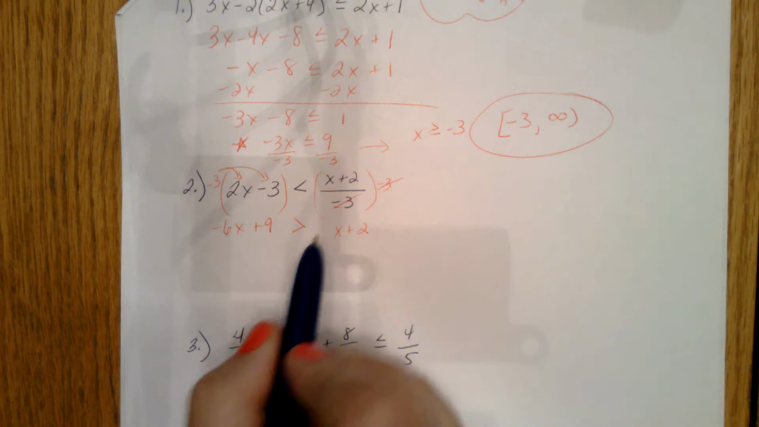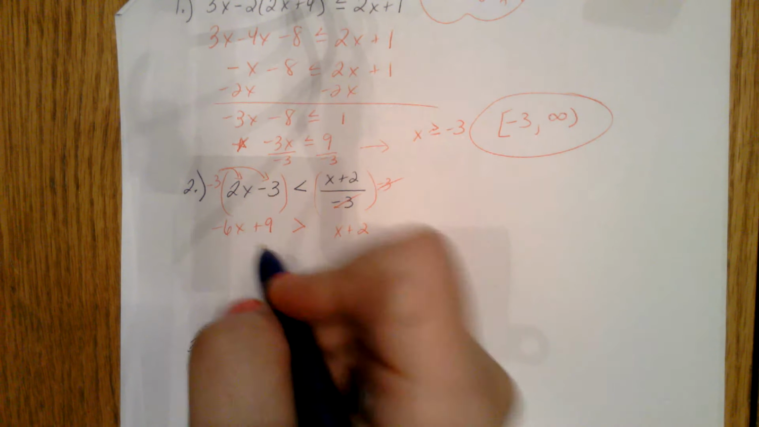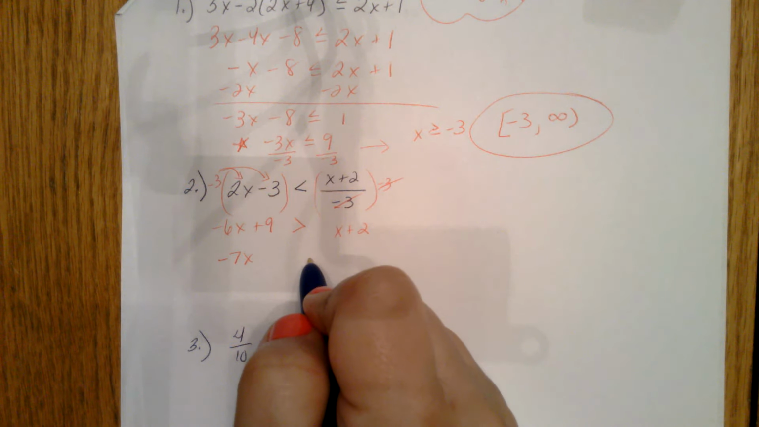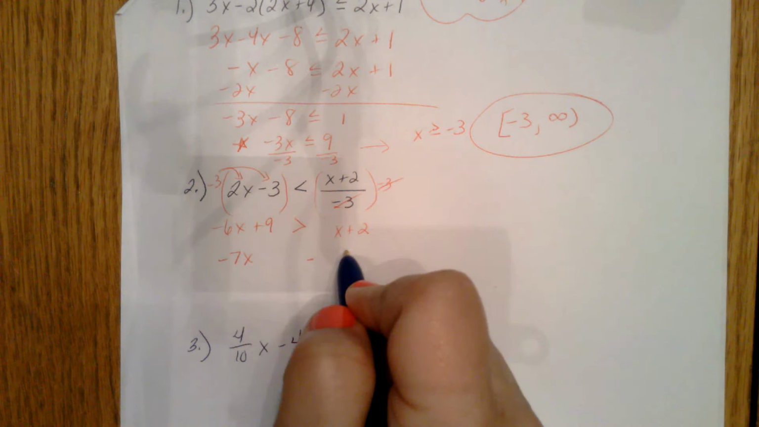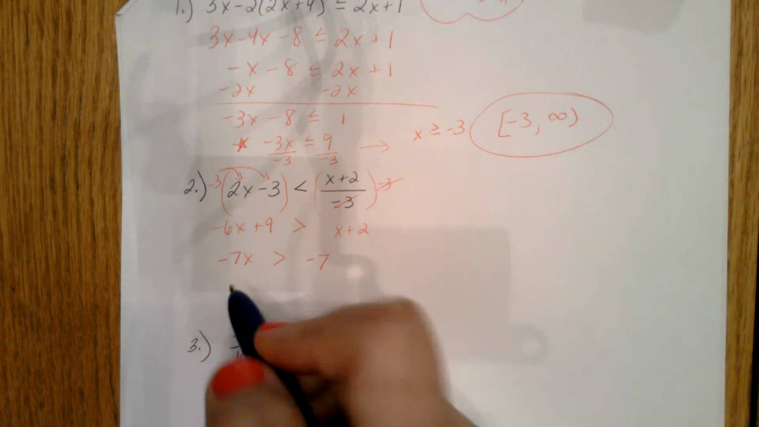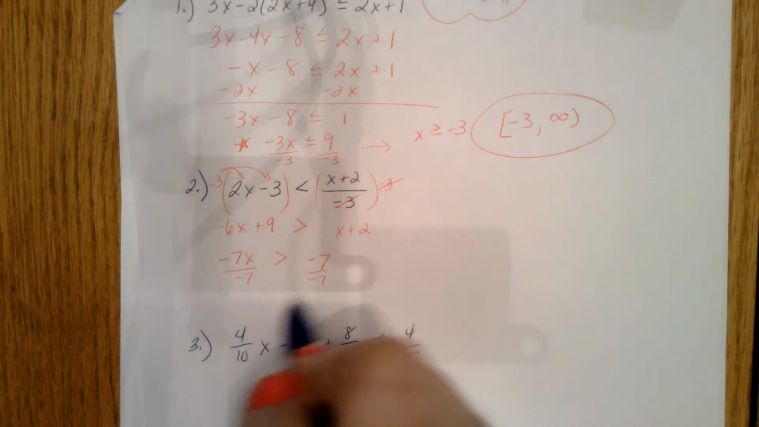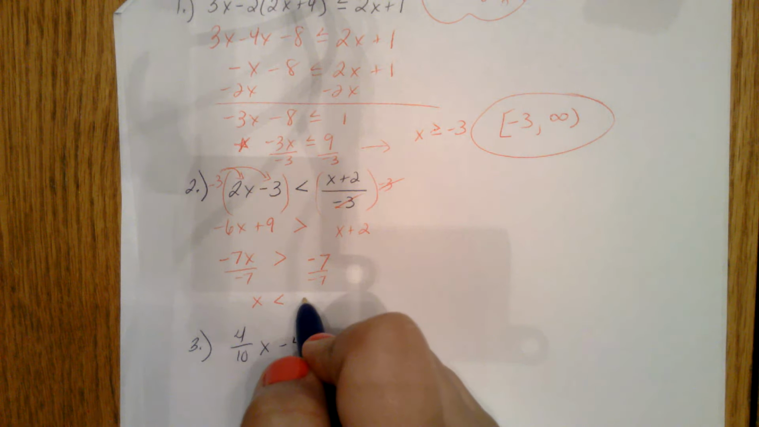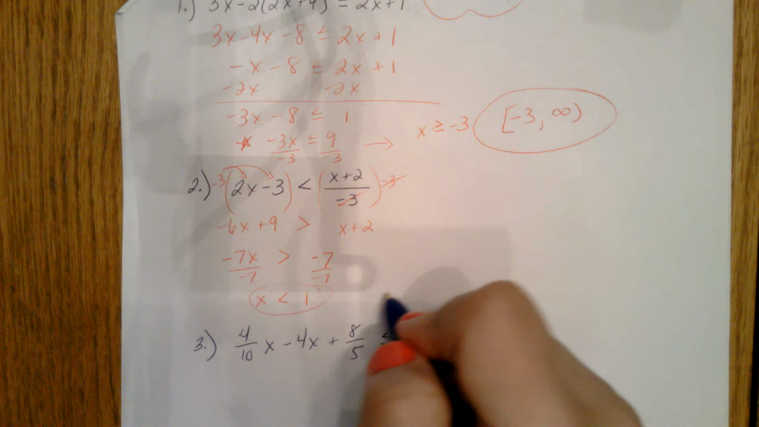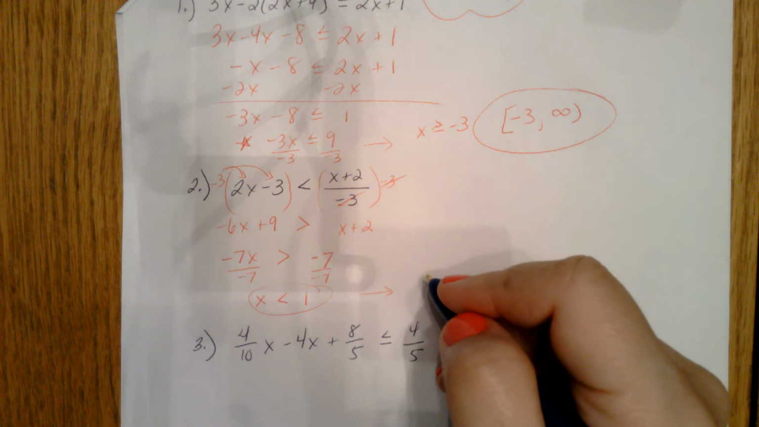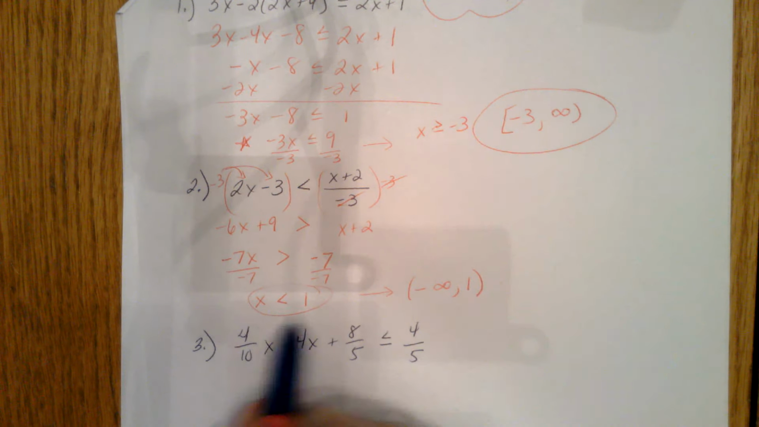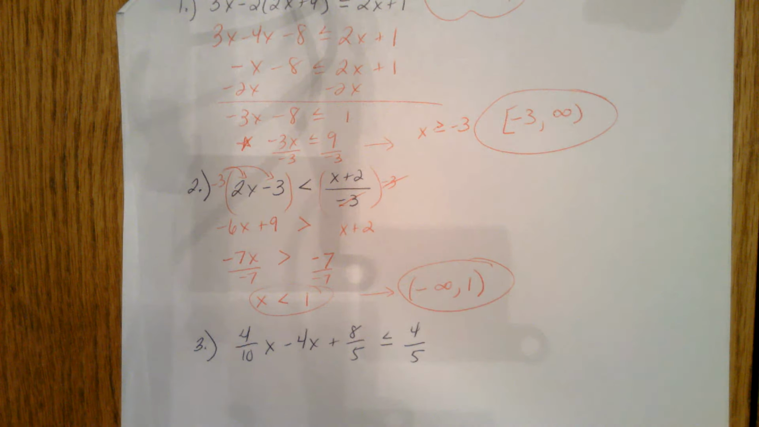And now we just go to solve. So I'll minus x over here, negative 7x. I'll minus 9 that way. Minus 7. And now I divide. Oh, so I flip again. X is less than positive 1. And again, let's write this as an interval. If I'm less than 1, that means I would go from negative infinity all the way to 1, not with a closed bracket because there's no equal sign.